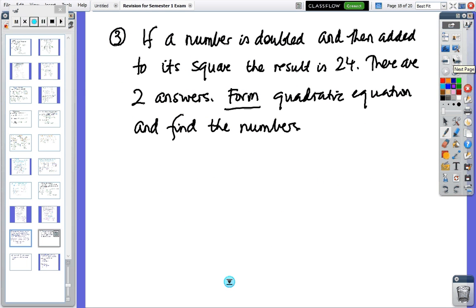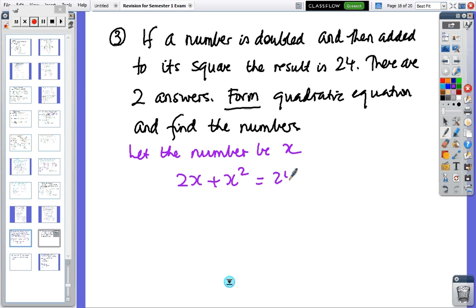Okay, if a number's doubled then added to its square, so it's going to be a quadratic. Once we've got squares, the result is 24. There are 2 answers, form quadratic and find the numbers. Okay, couple of pages to go. Okay, so we say let the number be something, so I always say x. So a number's doubled, that means 2x, and then added to its square, and the result is 24.